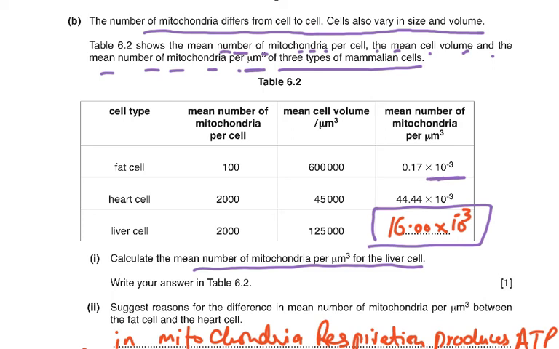When in a table you have to fill in a blank, you must give it in the same units and the same number of decimal places. So 16.00 times 10 raised to the power minus 3.